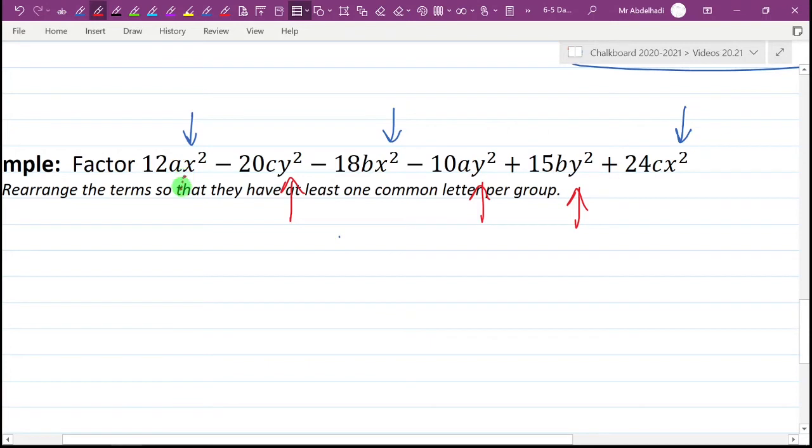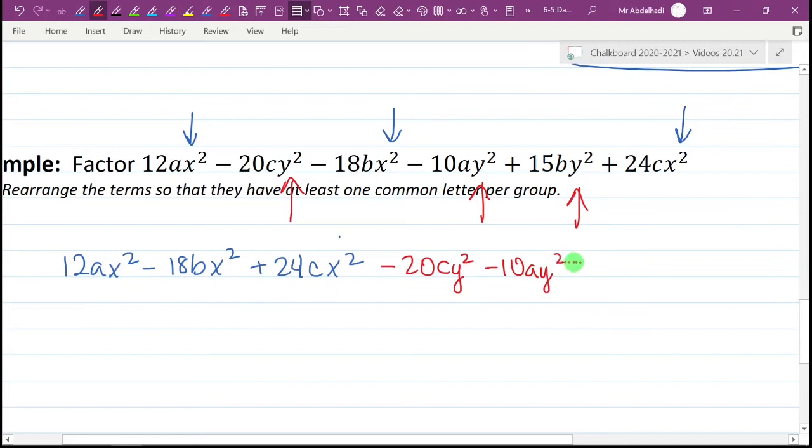So let's take all the X terms and write them next to each other. So 12ax squared minus 18bx squared plus 24cx squared. That's all of the X terms. And now all of the Y terms, so I put the red arrows on, I'll write those in red, minus 20cy squared minus 10ay squared plus 15by squared. Okay, and now you can see it's going to be 3 and 3.